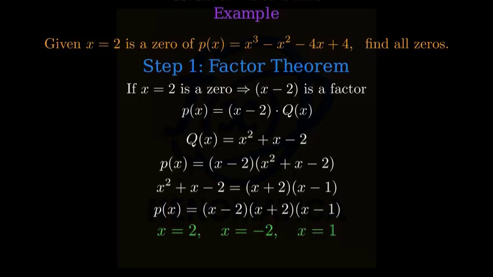Next, we factor the quadratic. Step 3. Factor the quadratic x squared plus x minus 2. We look for 2 numbers that multiply to negative 2 and add to plus 1. Those numbers are plus 2 and minus 1. So x squared plus x minus 2 factors as x plus 2 times x minus 1. Therefore, p of x equals x minus 2 times x plus 2 times x minus 1. Now set each factor to 0 to obtain the zeros x equals 2, x equals negative 2, and x equals 1.